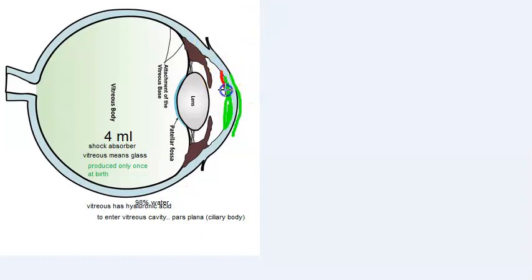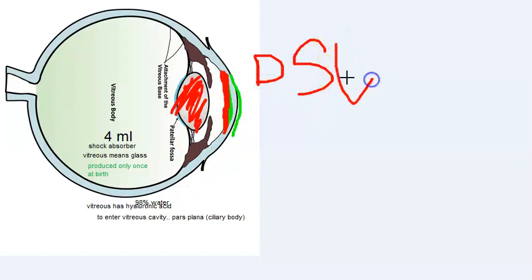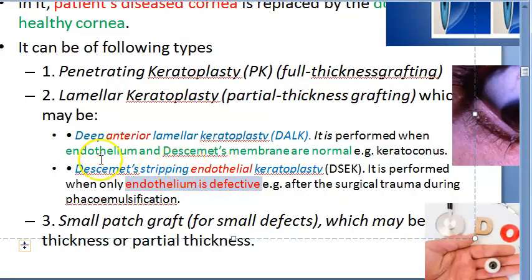So when did the endothelium get damaged? When they were trying to do phacoemulsification. Phaco is lens, right? When they were trying to emulsify the lens, that time, surgically, they damaged the endothelium. That time what will they do? Descemet's stripping endothelial keratoplasty, DSEK. When are they doing it? After surgical trauma during phacoemulsification.